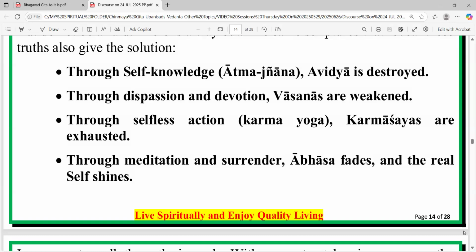Through dispassion and devotion, then vasanas are weakened. Through selfless action, karma yoga, then what happens? Karma shares are exhausted. Through meditation and surrender, abhas fades and the real self shines.